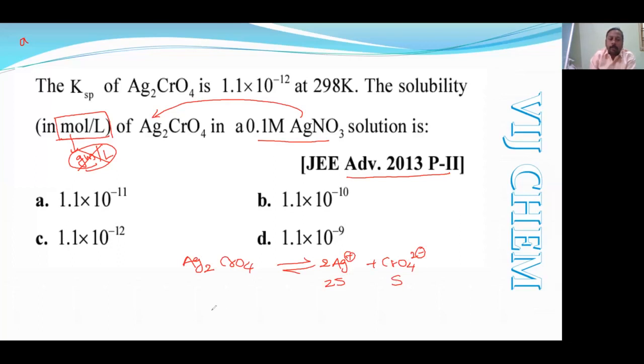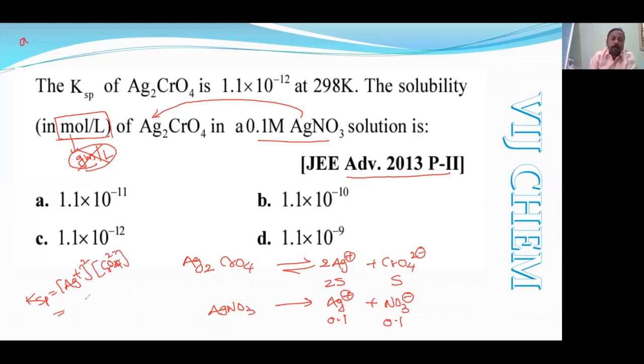Now in that, AgNO3 is added. What is added? AgNO3. AgNO3 is a completely soluble salt because its KSP is not given. So this will be Ag plus and NO3 minus, and its concentration, whatever is given, the same you will write. Now KSP is equal to concentration of Ag plus whole square into concentration of CrO4 2 minus.